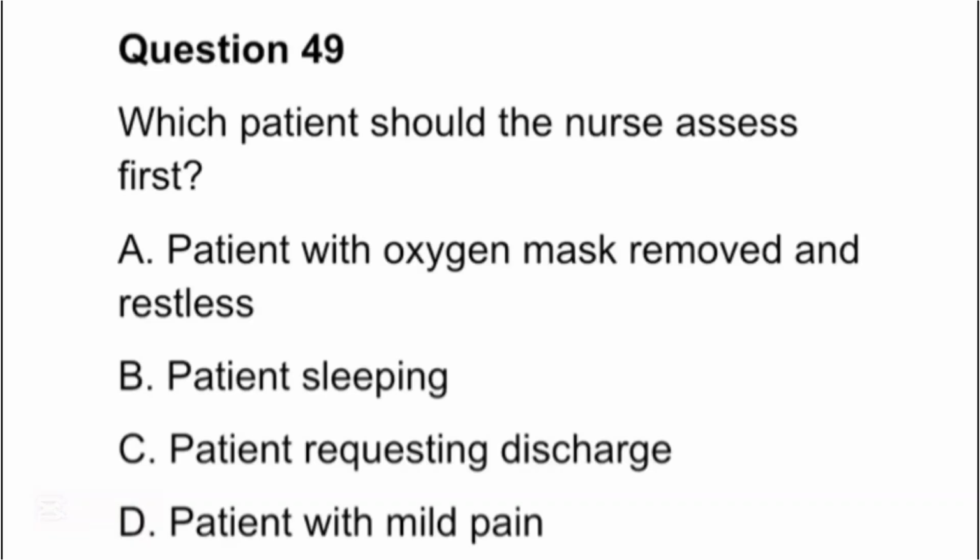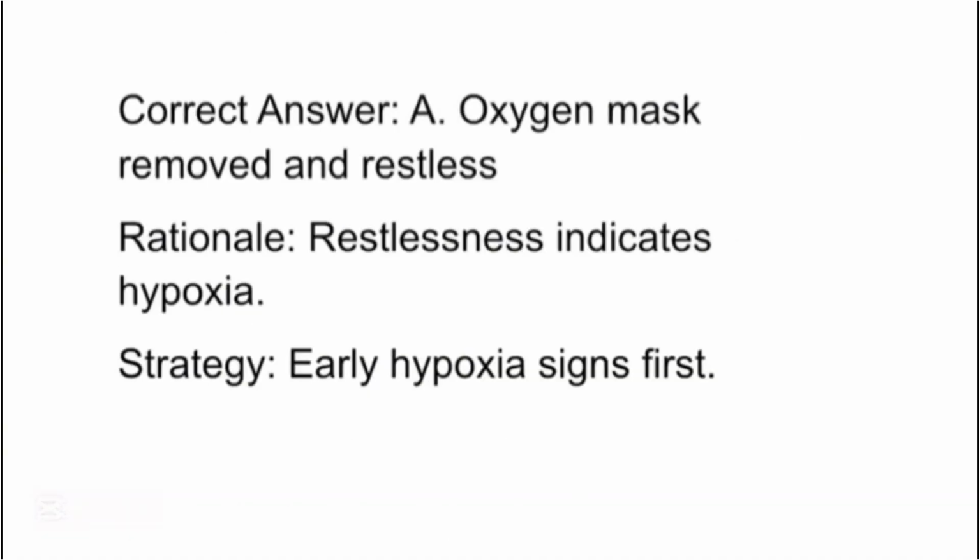Question 49. Which patient should the nurse assess first? A. Patient with oxygen mask removed and restless. B. Patient sleeping. C. Patient requesting discharge. D. Patient with mild pain. Correct answer: A. Oxygen mask removed and restless. Rationale: restlessness indicates hypoxia. Strategy: early hypoxia signs first.